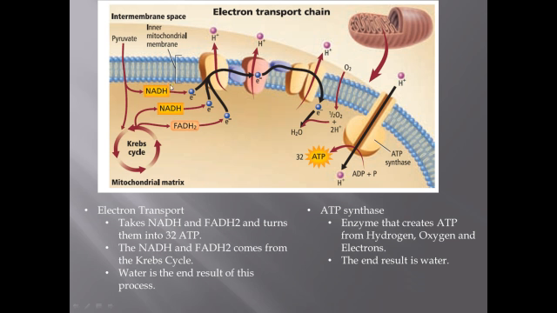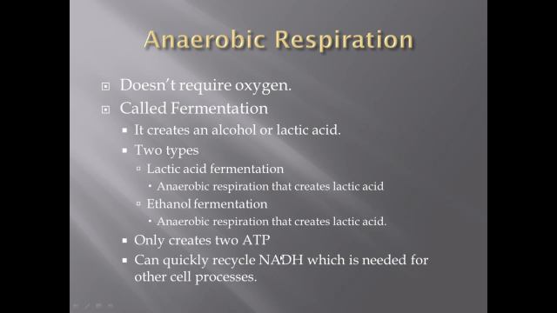The problem is if your body runs out of NAD, it can't make any more NADH. So if you're going for a run or you're playing football on the field, your body all of a sudden has to find a way to make more energy fast. And your mitochondria can't always keep up.